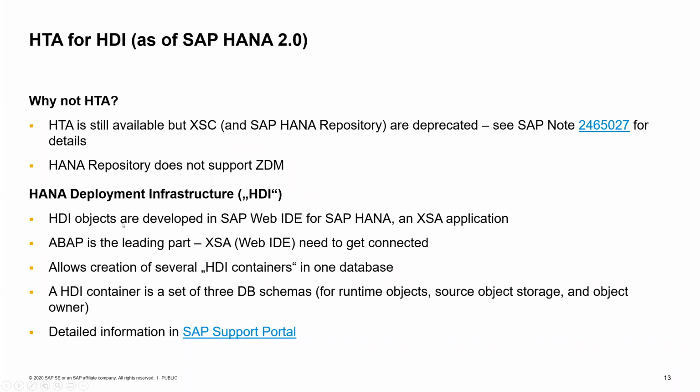In there, the HDI objects are developed in the Web IDE, so as an XSA application in this HANA Web IDE. ABAP is still leading, but you need to get the Web IDE connected. What you would do is create HDI containers in the database. If you need to know more about the HDI stuff, you can go to this support portal page. But in principle, an HDI container contains 3 database schemas where the runtime objects are, source objects, and some object owner schema. So that's what HDI is about.